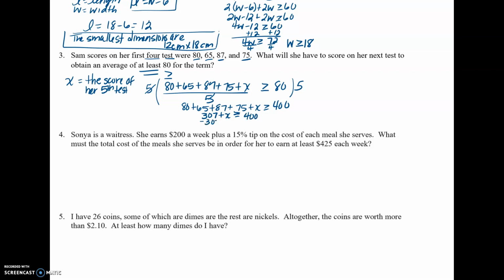I'm going to subtract 307. And when I do, I get X is greater than or equal to 93. So Sam will have to score at least a 93 to get an 80 for the term.